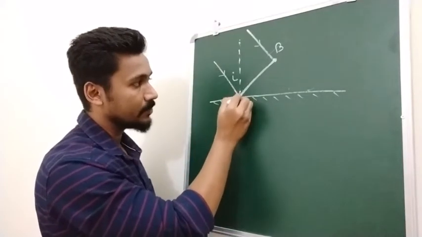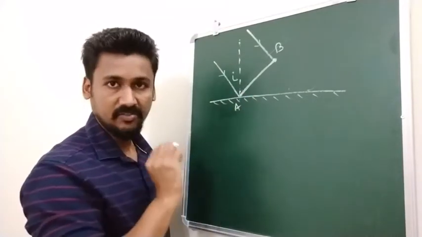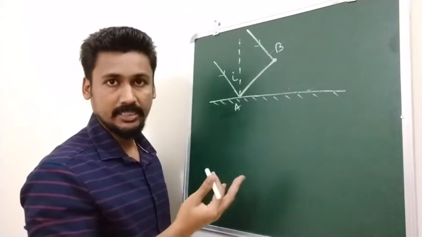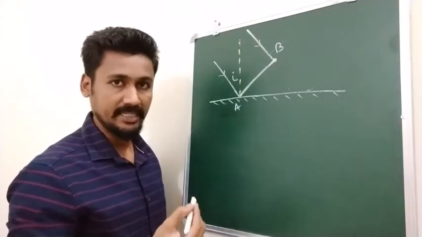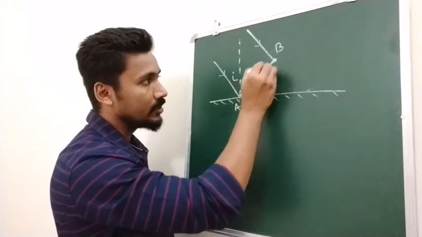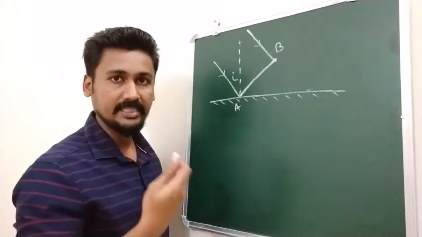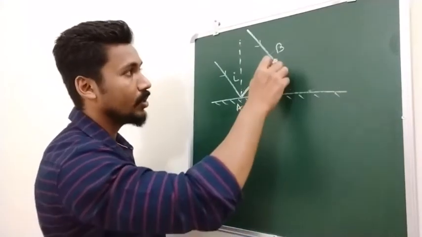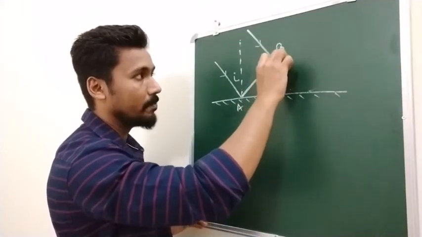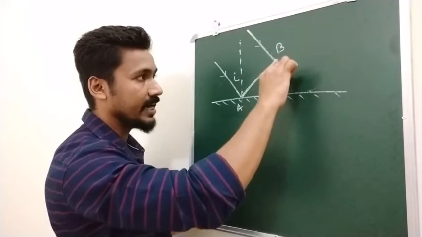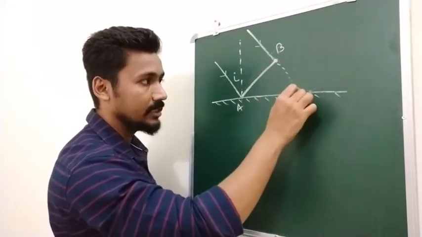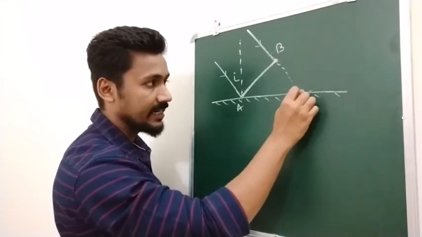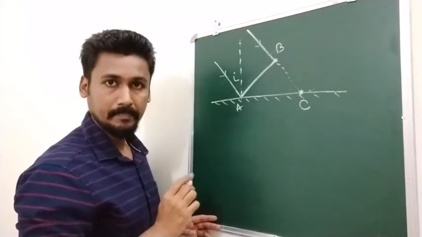We will see that point A reaches the surface first, but point B has still not reached. Now, according to Huygens principle, every point on this wavefront will act as a secondary source and create its own wavefront. So a wavefront will be created from B and it will go in this direction. Here it will reach the reflective surface. Let us say it reaches at the point C.